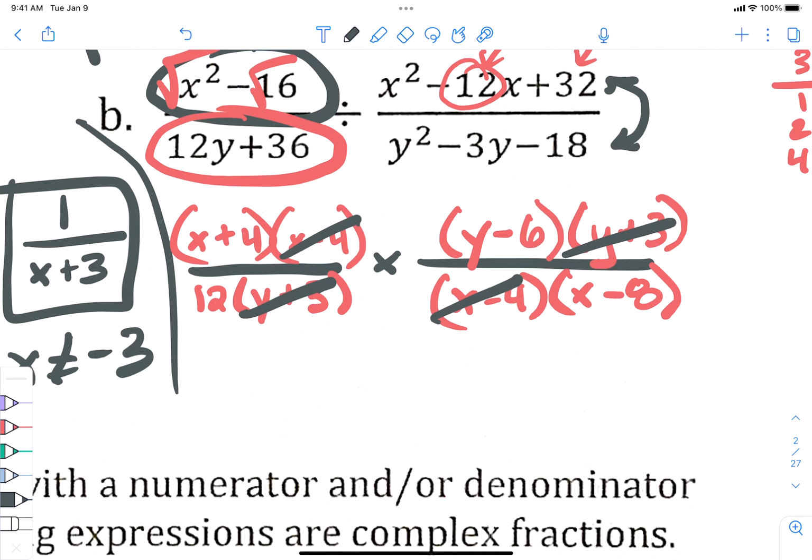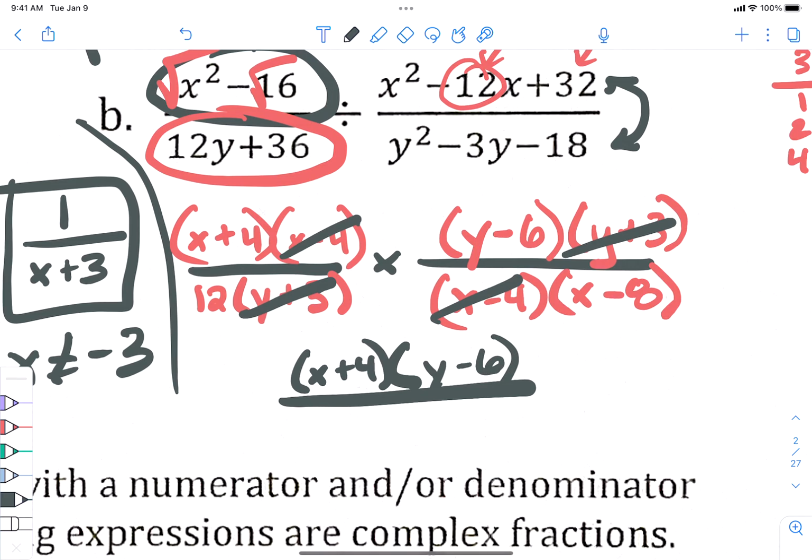And what else? Nothing. That's it. So how do you write your answer? X plus 4, parentheses, y minus 6. You do not have to FOIL them back out and get an answer. You can just leave them as the bubbles.